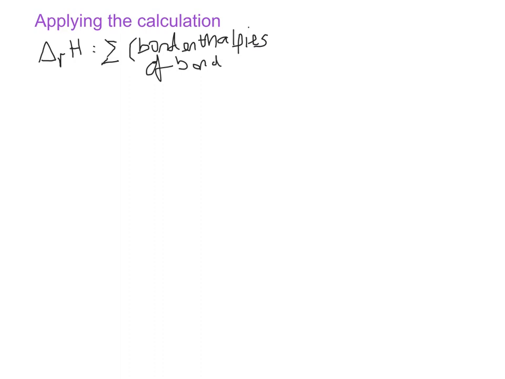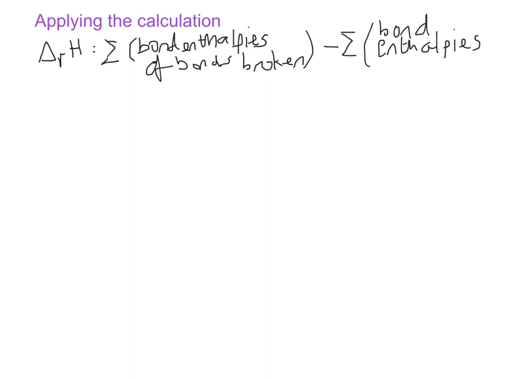So remembering that our calculation said delta RH is going to be the total of bond enthalpies of bonds broken, take away the total of bond enthalpies of bonds made.